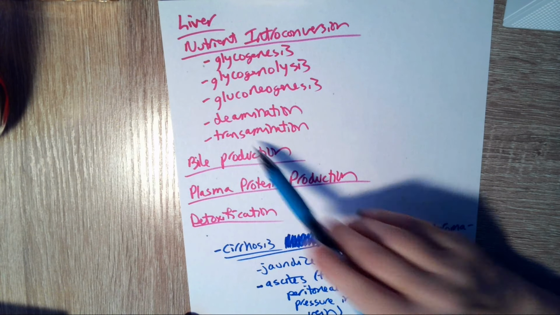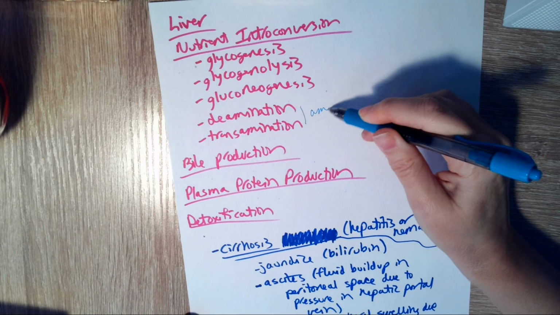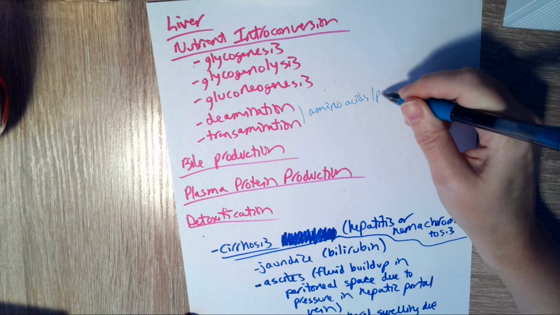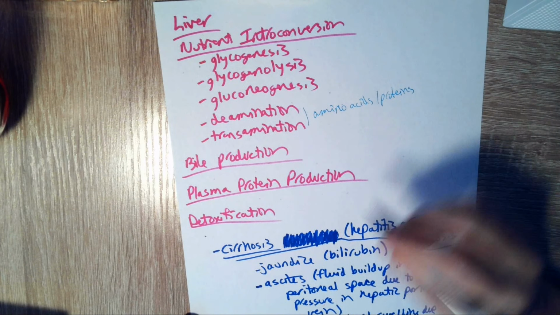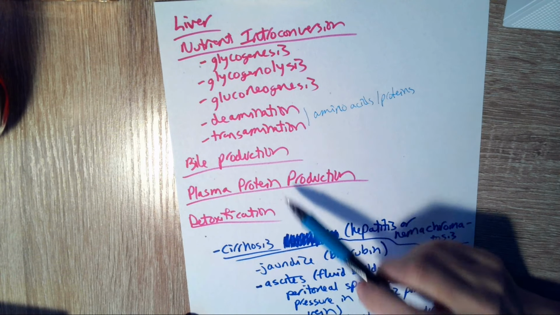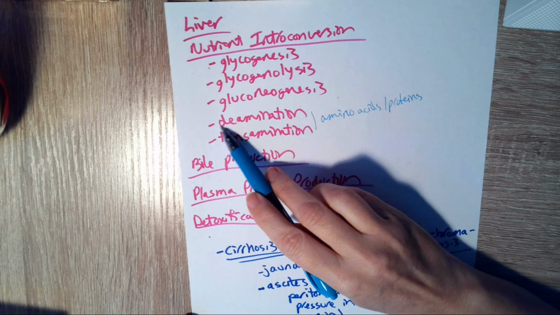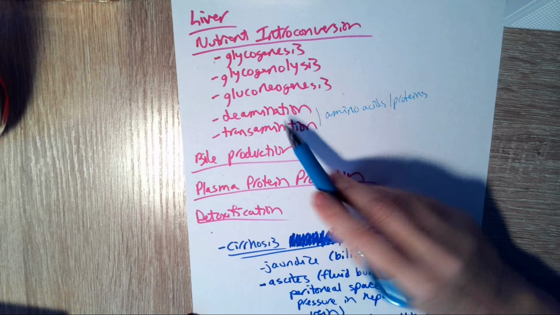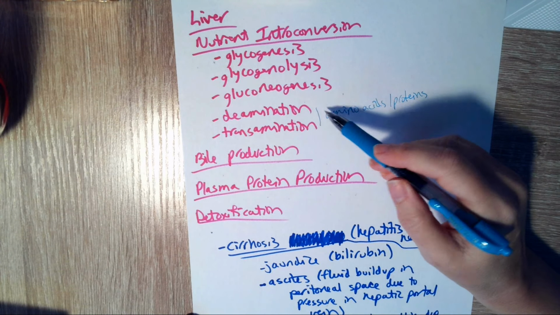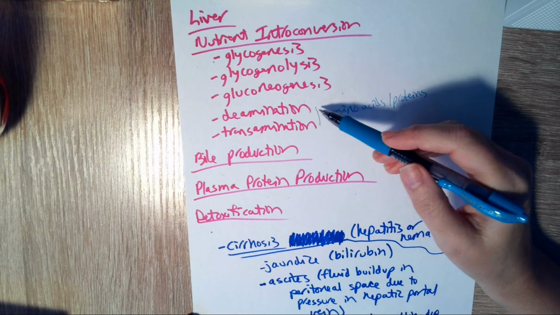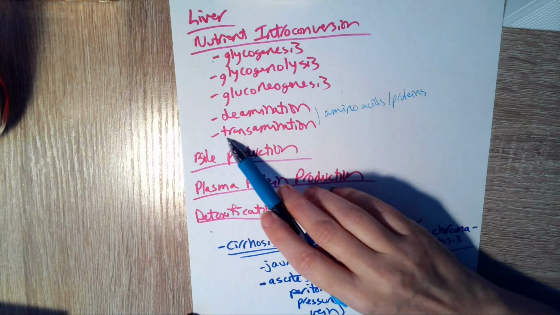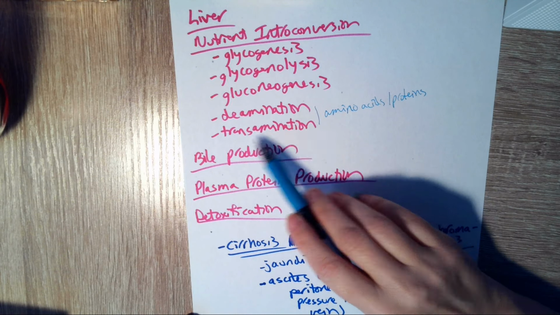Deamination and transamination have to do with amino acids and proteins. So we know that proteins are just chains of amino acids in varying combinations. So if we are deaminating a protein, we're just taking amino acids off of it. That gives us keto acids as a byproduct, so not so good. That would be if we're using it for energy production, which we know we don't want to do. Transamination, we're just trading amino acids from one protein to another.